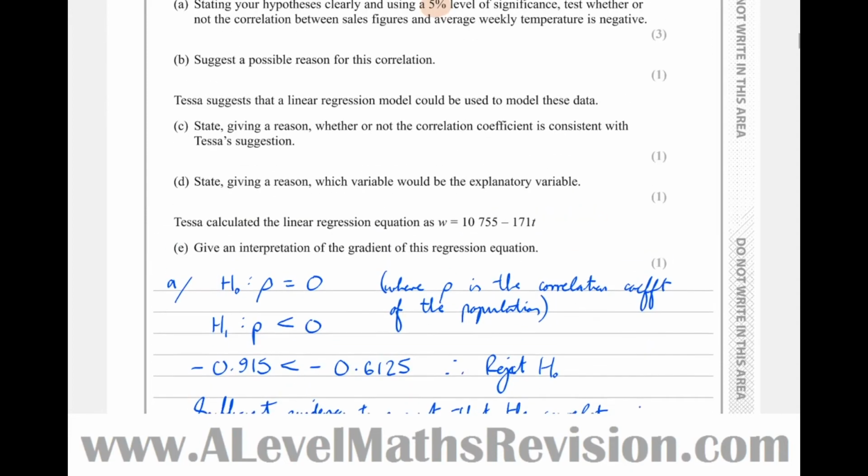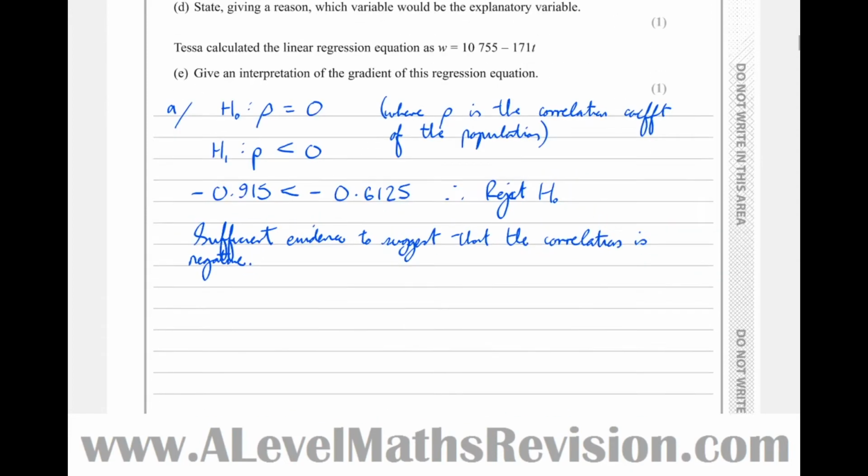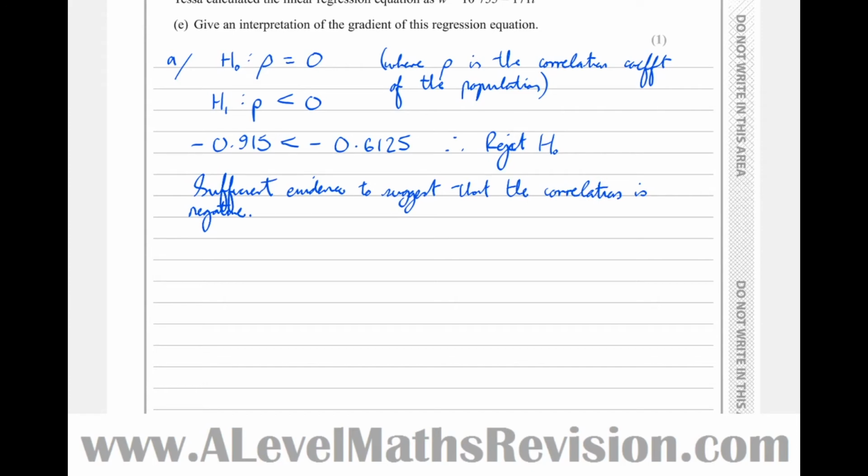So part B now, to suggest a possible reason for this correlation. Well, when it's hotter, people spend more time on the beach than clothes shopping. So when weather is hot, people spend more time on the beach and less time clothes shopping.